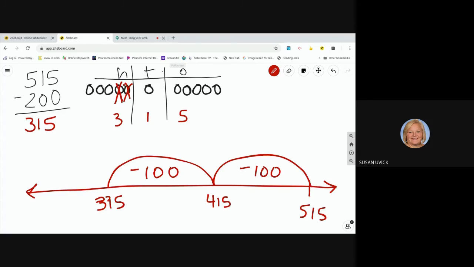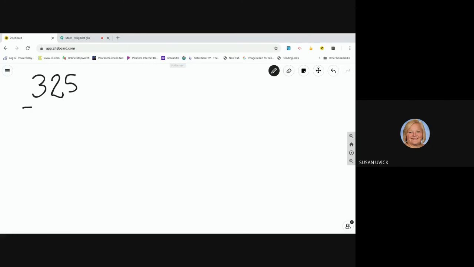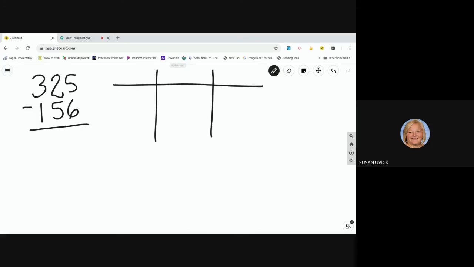All right, let's look at one more, friends. Let's look at one where we have to move some numbers around. Oops, sorry. All right, let's do another one. Let's say we have the number 325 minus 156. Let's think about how we'd want to do this. How are we going to do this? First of all, let's do it the place value method. Let's start with hundreds, tens, and ones. I'm going to draw out my first number, 325.